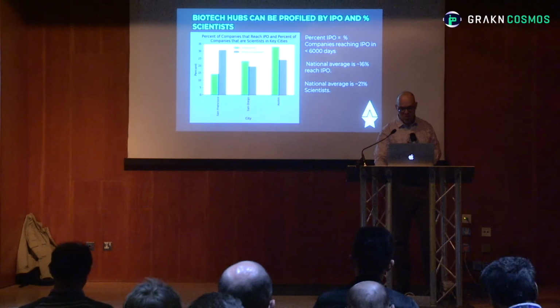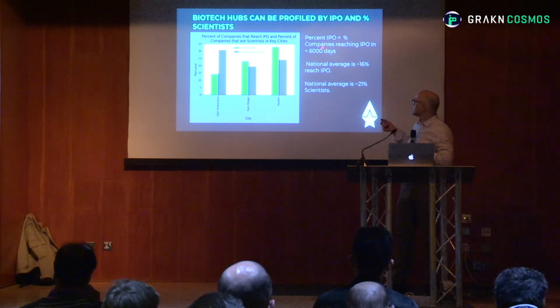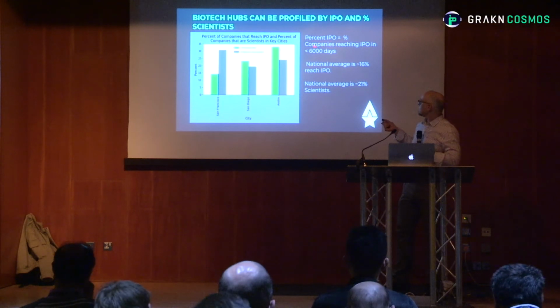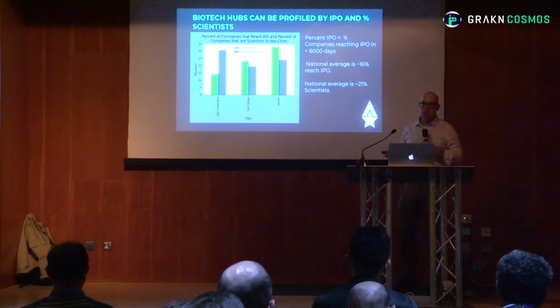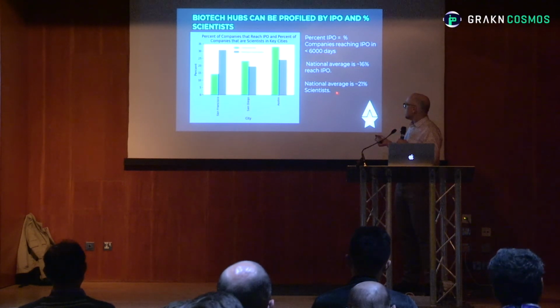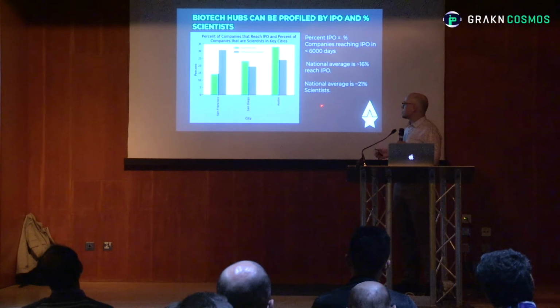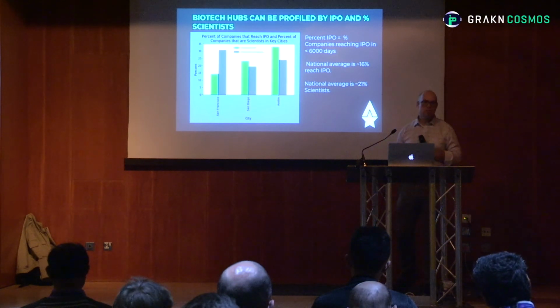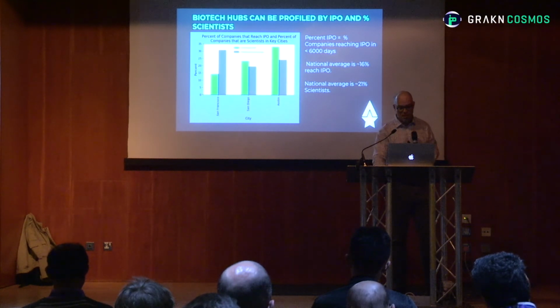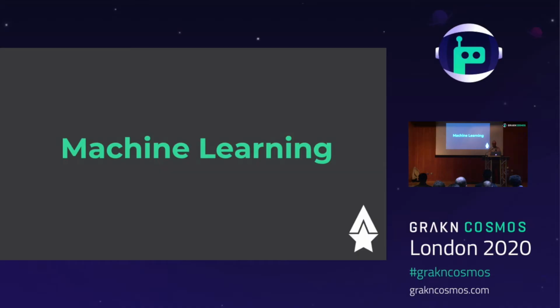All right, and then some more stats, right? The percent of companies reaching IPO in less than 6,000 days. So the national average is 16%, right? And then the national average of percent scientists is 21%. So actually it looks like San Francisco's just around average, and San Diego's above average. So if you want to go to biotech, maybe San Diego's probably the place to go.